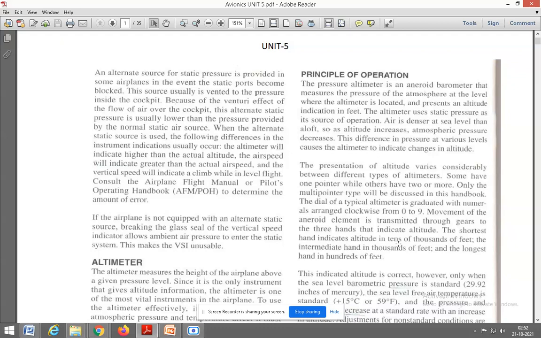Okay, so the shortest hand will be indicating the altitude value in ten-thousands. 30,000, 40,000, 50,000, like that it will be indicated by the shortest hand. Then the intermediate hand will be indicating the needle in thousands of feet. That means 1,000, 2,000, 3,000, like that. The longest hand will be indicating hundreds of feet, 200, 300, 400.